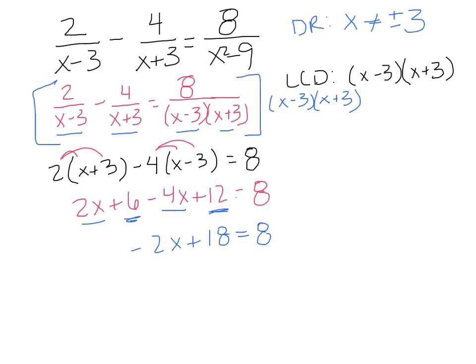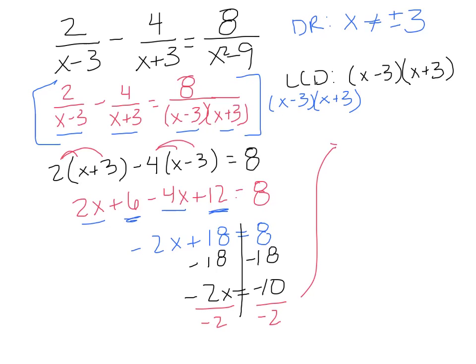Now we can go ahead and solve. This one isn't a quadratic, so I don't have to worry about factoring or anything like that. All I need to do is isolate x. So I'm going to subtract 18 from both sides. End up with negative 2x equals negative 10. Divide both sides by negative 2. And we get, I'm going up here now, x equals 5.